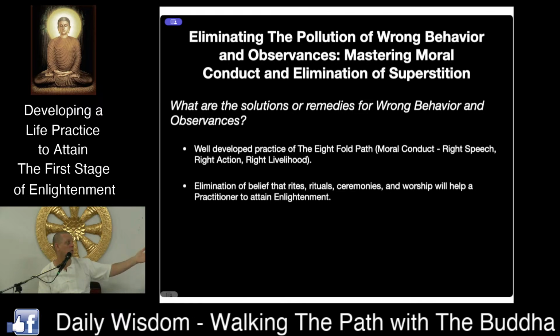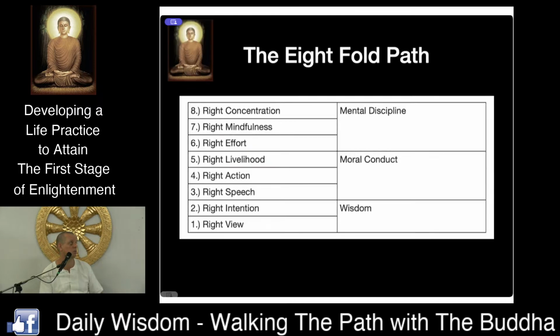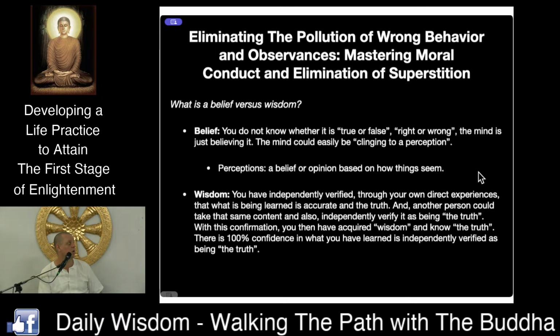And you will eliminate the belief that rites, rituals, ceremonies, and worship are going to lead to an improved condition of mind. And the dependent origination is a good way to help you do that, because you understand in dependent origination what the real problem is. So it's this eightfold path, this moral conduct section of right speech, right action, right livelihood that the Buddha is talking about here with wrong behavior. Okay? And now, the way that you eliminate this wrong observances is understand the difference between belief and wisdom.